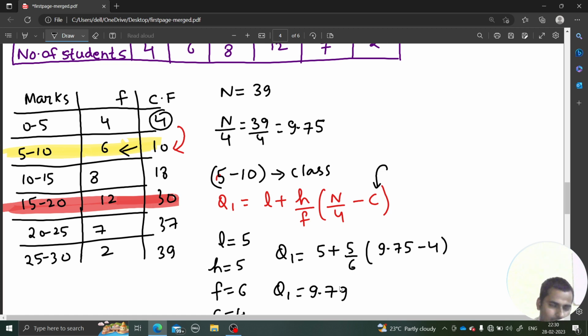Please note that C, capital C, will be from above the required class. So if yellow is the required class, above that yellow, whatever is the cumulative frequency, which was 4; if red is there, above that red, 18. So you need to keep these small things in mind, otherwise it is not a big deal to solve this type of problem.